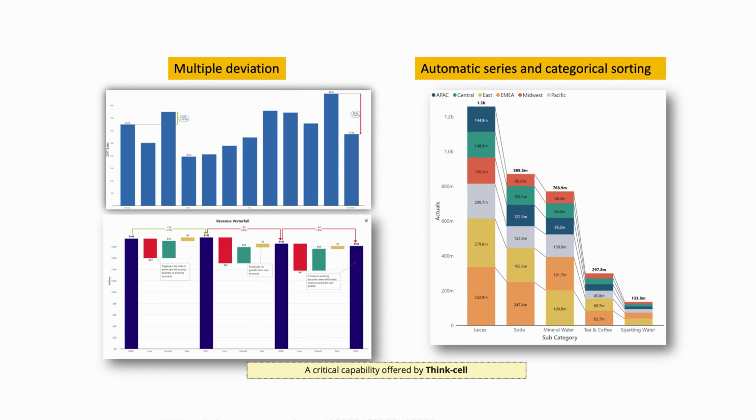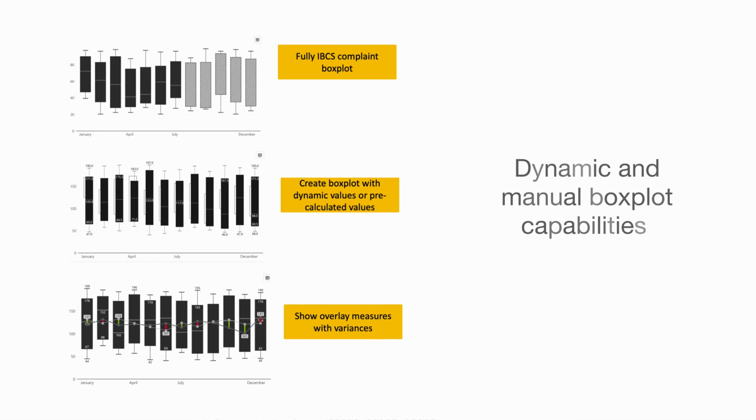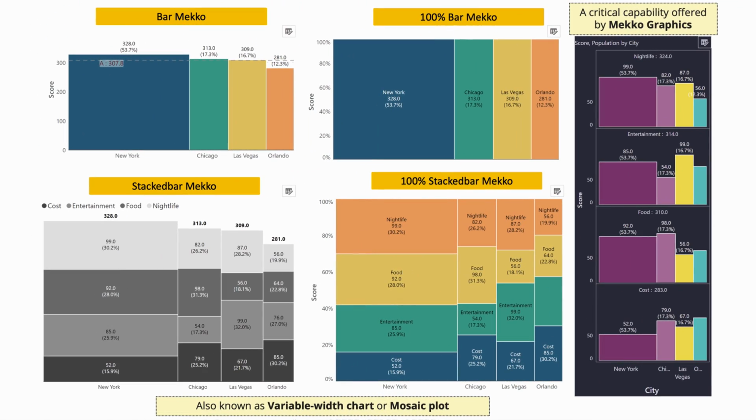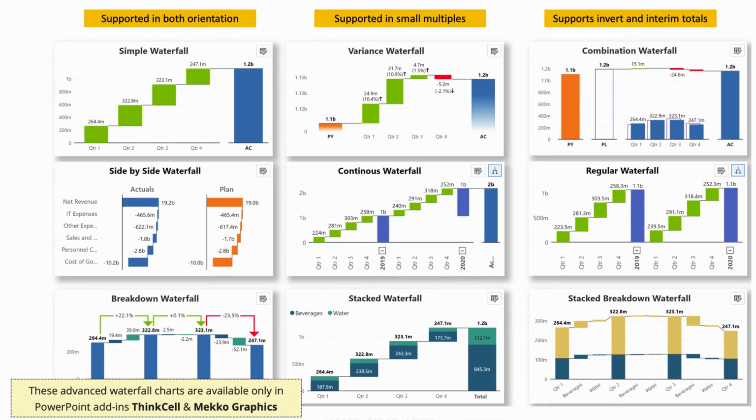We also offer storytelling features like ThinkCell and Mekko Graphics such as dynamic deviations, CAGR, annotations, series connector lines, automatic series and categorical sorting. Advanced visualizations like box and whisker plot with both dynamic and pre-calculated quartiles along with overlapped box plots and plot forecasts or variances, Mekko chart with stacking and 100% scales, and 20 different types of advanced waterfall charts for all your financial use cases.